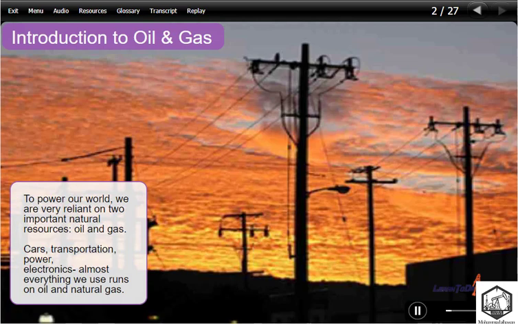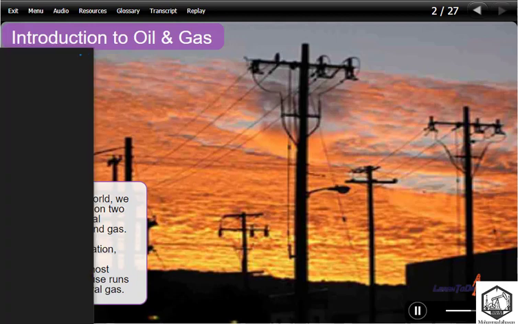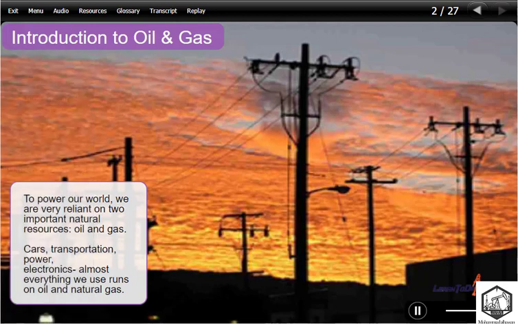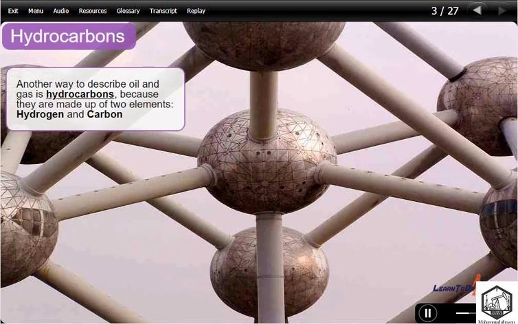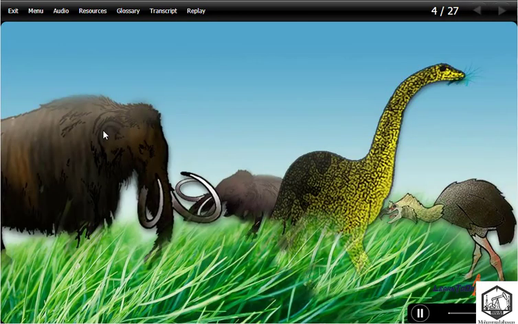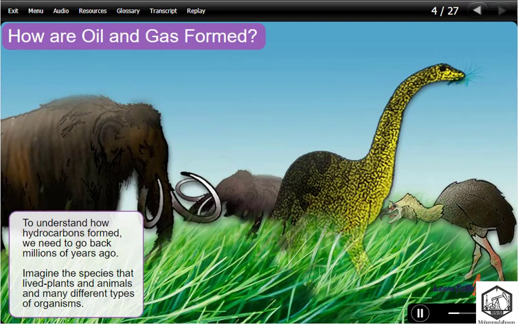To power our world, we are very reliant on two important sources, oil and gas. Cars, transportation, power, electronics, almost everything we use runs on oil and natural gas. Another way to describe oil and gas is hydrocarbons, because they are made up of two elements, hydrogen and carbon. To understand how hydrocarbons formed, we need to go back millions of years.